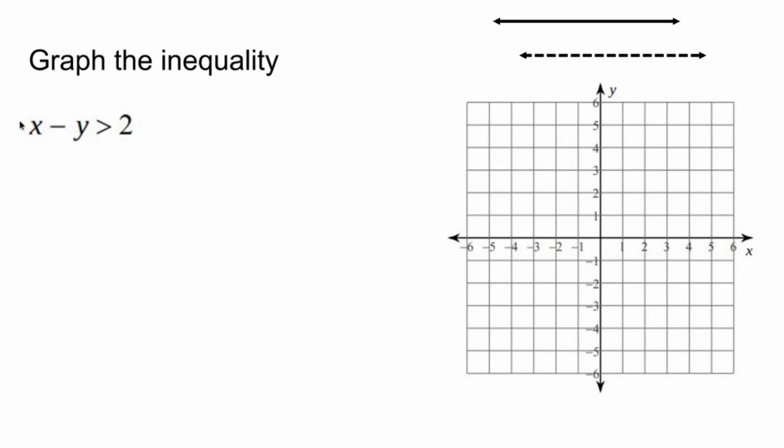Graph the inequality x minus y is greater than 2. When you graph an inequality, you start out by graphing a regular line in the form y equals mx plus b. Well, here's my issue. y is supposed to be by itself. Over here, y isn't all by itself. So we have to get y all by itself by solving for y.